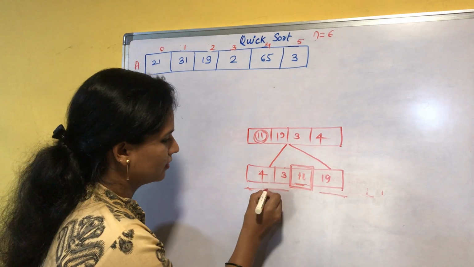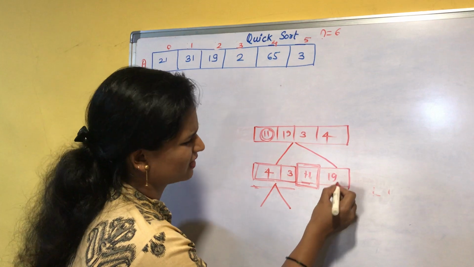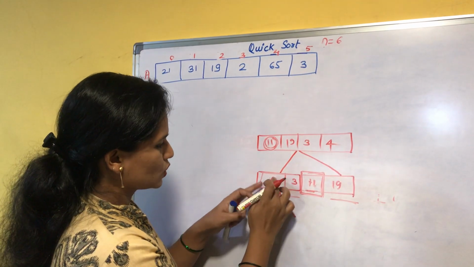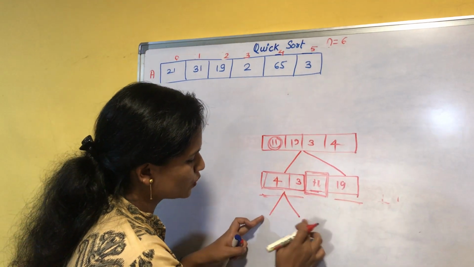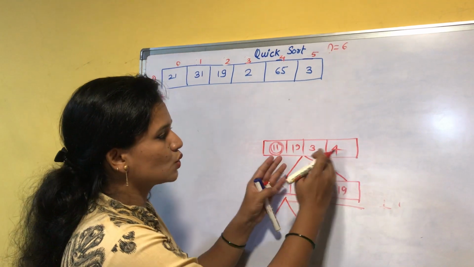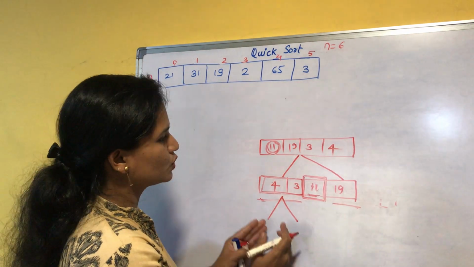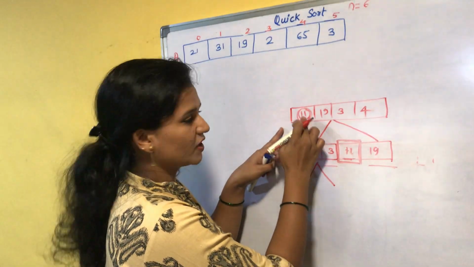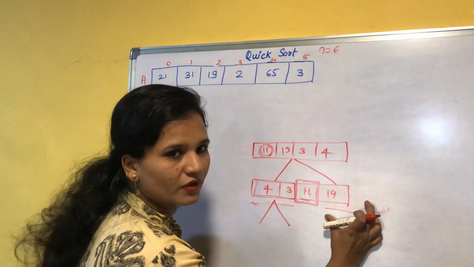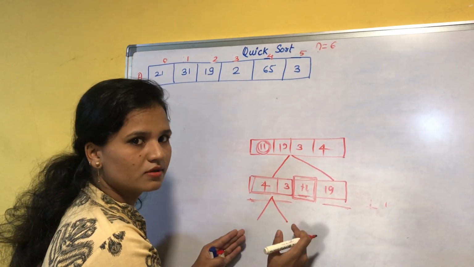Then again we are going to divide this into 2 sub arrays. Here it is a single element, so there is no need to divide it, because a single element is always sorted. So again we are going to divide this array into 2 sub arrays. Then we'll find the solution for these and combine the solutions to get the solution for the main array. So what is the basic idea? We are going to choose the pivot element, then around that pivot element divide the array into 2 sub arrays, and again if required, divide those arrays into sub arrays.